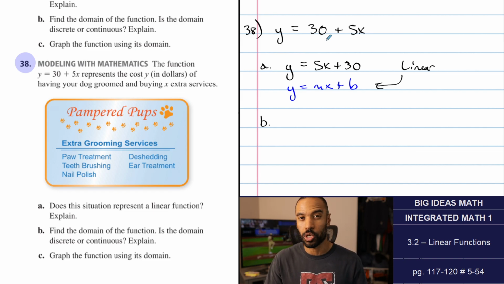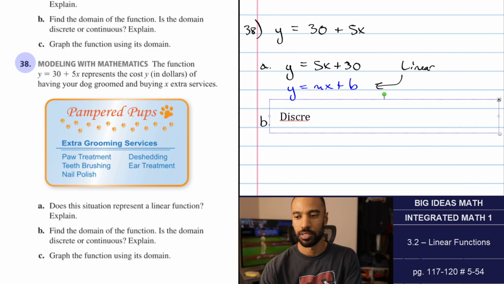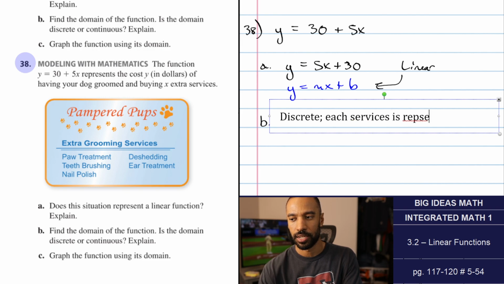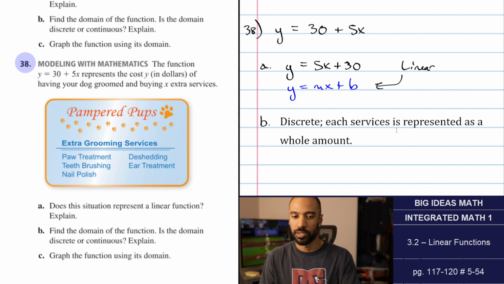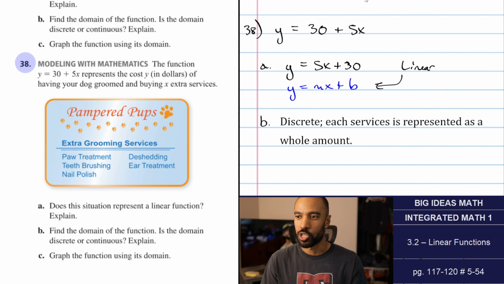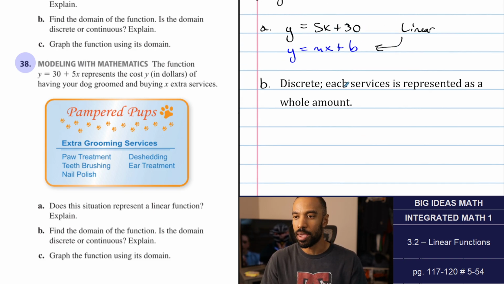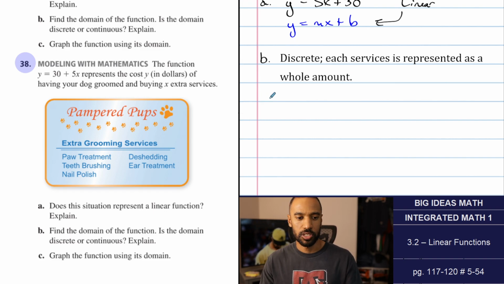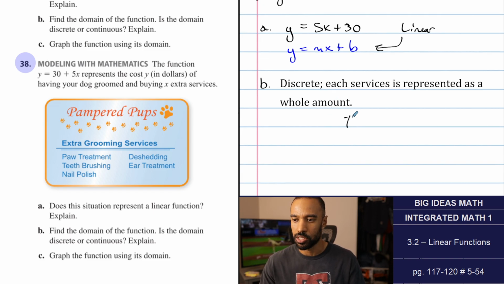So this would be a discrete function. This one's discrete because each service is represented as a whole amount. No fractional services here. Sorry to disappoint. Part C, graph the function using its domain. Well, we still have to get some of the points out for this thing, right? Now let's make this one as a table. Now, did they ask for the domain yet? Oh, they said find the domain of the function. I'm sorry. Let's do this first.